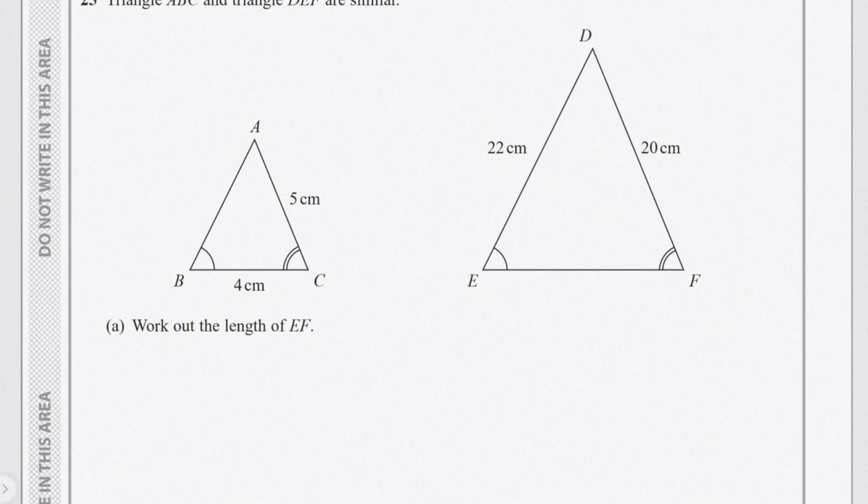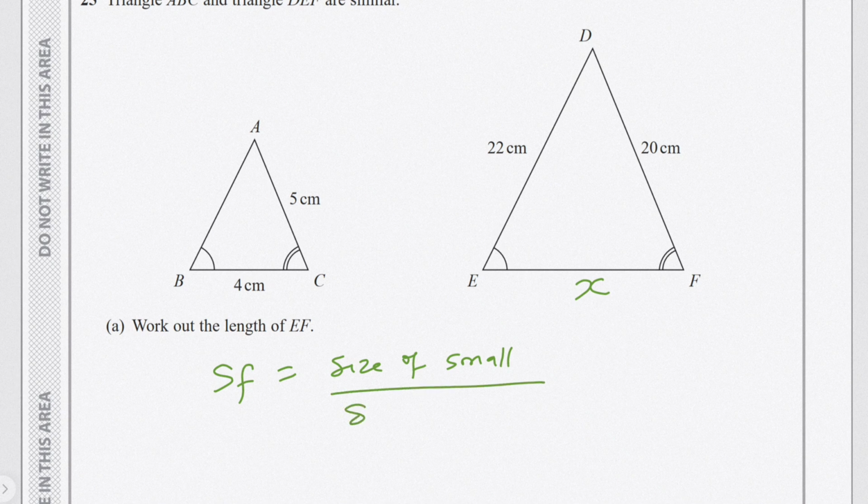Question 25. Triangle ABC and triangle DEF are similar. Work out the length of EF. So we are asked to find the length of EF. Let's label it X. Since they're similar triangles, first we need to find the scale factor. The scale factor is equal to the size of the smaller object over the size of the bigger object.